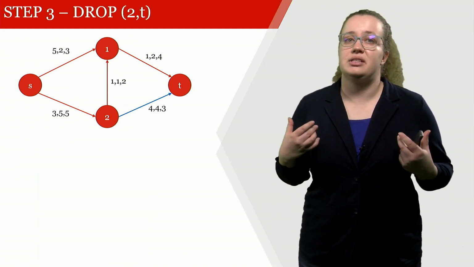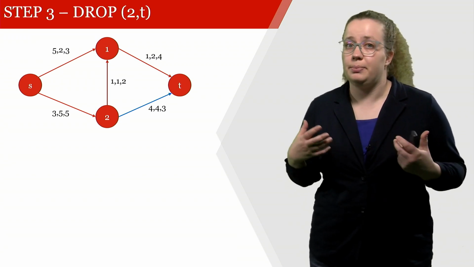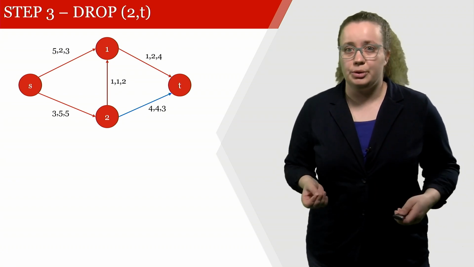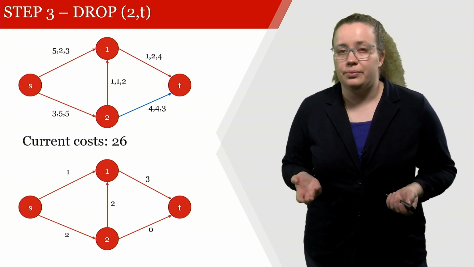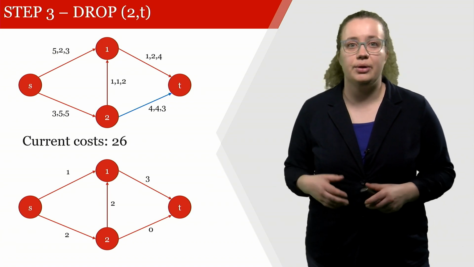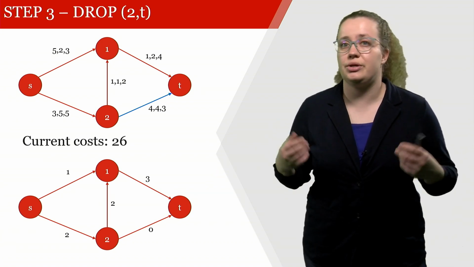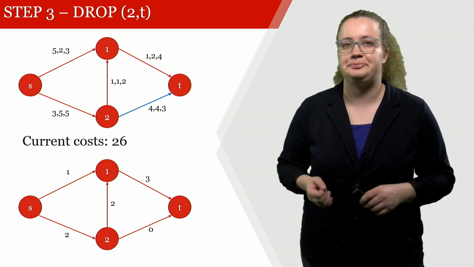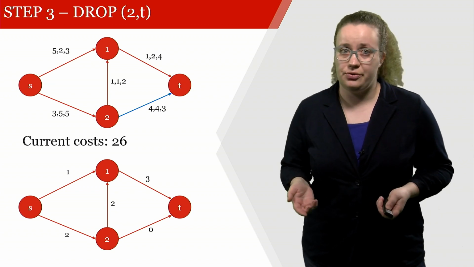Then we end up with this network where the blue arc from 2 to t is no longer feasible. We can determine the current flows and the current costs, and we get a current cost of 26 and actually exactly the same flow. So the only thing we reduced was those fixed costs associated with operating the pipe from 2 to t. Now we continue from here.